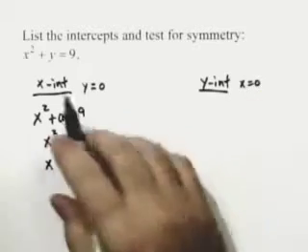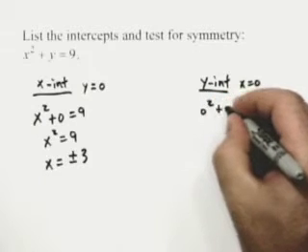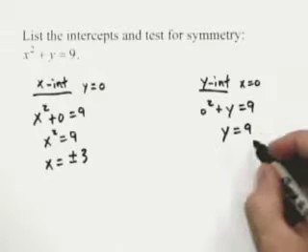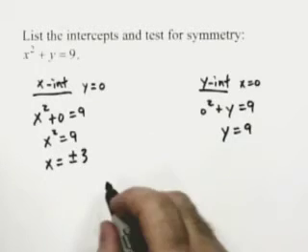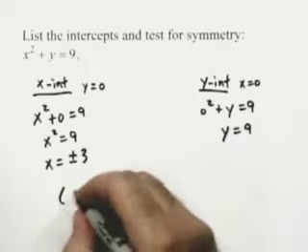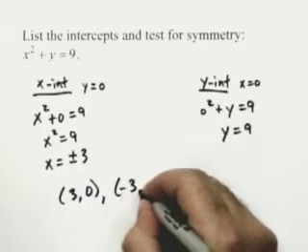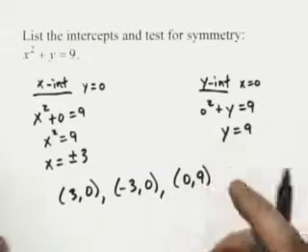For the y-intercept, we'll let x equal 0 in our equation. We'll have 0 squared plus y equals 9, or just y equals 9. So we have one y-intercept with y equal to 9. We can list these intercepts: (3, 0), (-3, 0), and (0, 9).